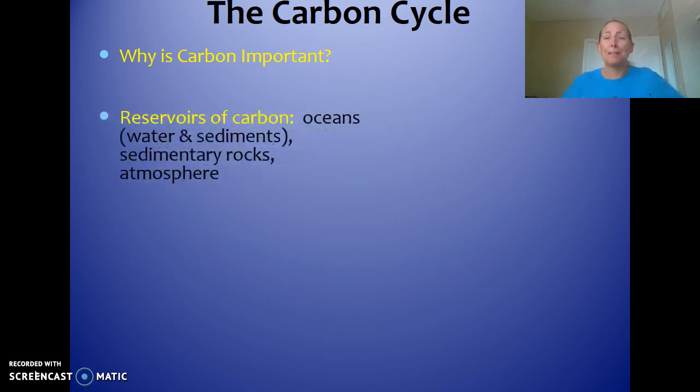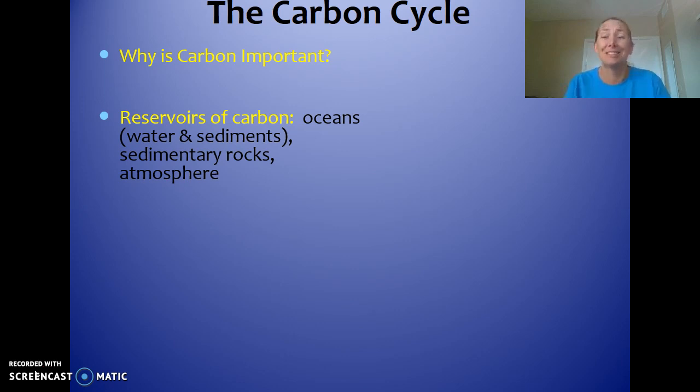So some of our large reservoirs of carbon, remember a reservoir is a long-term storage location: the oceans, including the water itself, because carbon dioxide can mix with water to form carbonic acid, and that can stay as an acid in the water. Also, the sediments, the silt and the sand at the bottom of the ocean, can trap a lot of that carbon and sequester it away for thousands of years.